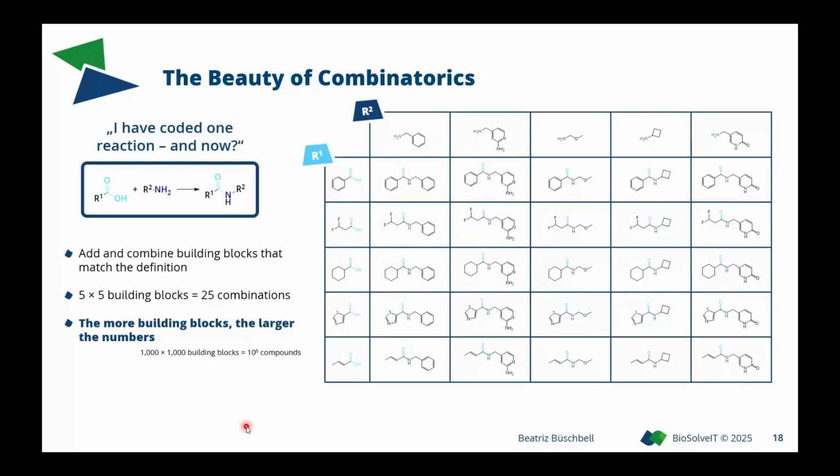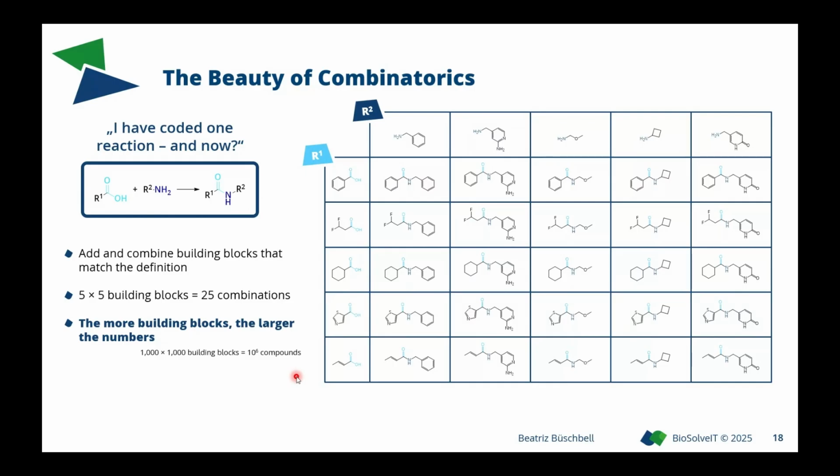Let's also talk a bit about the beauty of the combinatorics. So you might ask yourself, okay, I have coded one reaction and now you can add and combine the building blocks that match the definition, obviously, but you can easily scale it up. So imagine you have 5 times 5 building blocks. If we stick here with the example of the amide coupling, that already gives you 25 combinations. So if you keep adding more and more building blocks, the larger the numbers will get. So 1,000 by 1,000 already leads to 1,000,000 compounds. So that's really where these chemical spaces have this explosion, or how they actually get so big.